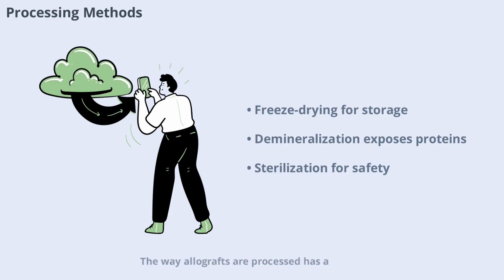The way allografts are processed has a big impact on their safety and effectiveness. Common methods include freeze-drying, demineralization, and sterilization. Each method is designed to preserve the beneficial properties of the bone while minimizing risks. Surgeons select the appropriate processing method based on the clinical situation and the desired outcome.